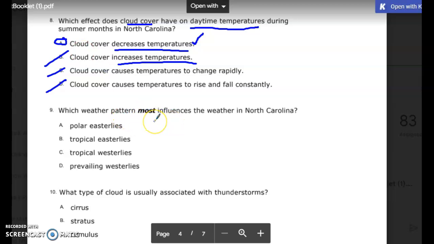What weather pattern most influences the weather in North Carolina? Holy cow, if you missed this one, because we've only said it about as many times as we said estuary and brackish water. Nolan. Polar easterlies, tropical westerlies, or prevailing westerlies. Which one of those affects North Carolina? D, the prevailing westerlies. Boys and girls, that is either one that you know because you've heard it a million times, or you haven't been paying attention and you have no earthly clue, and I can't help that.